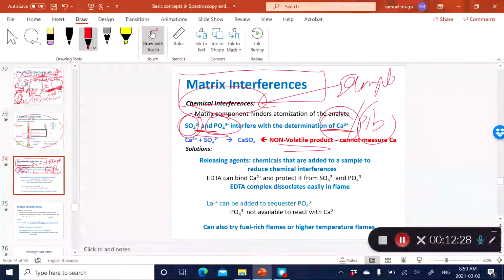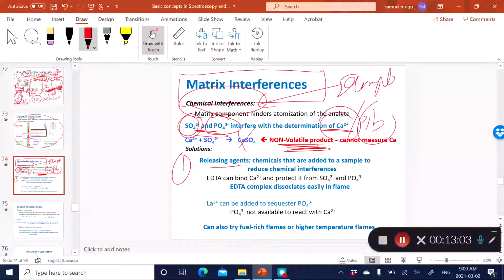They tend to be very, very non-volatile, meaning they are not being atomized, meaning that you are getting signal suppression because you are not able to break down the recalcitrant salts that result from the reaction of the anions plus the cations. And so the way you solve for some of these chemical matrices that are present in your sample is, for example, you can use the so-called releasing agents.